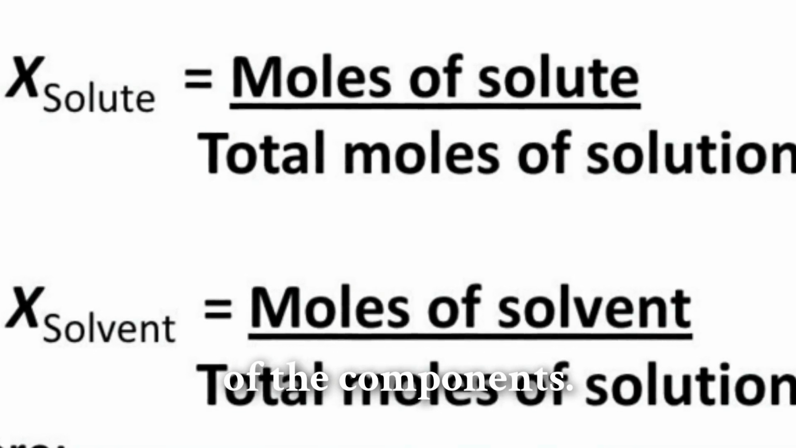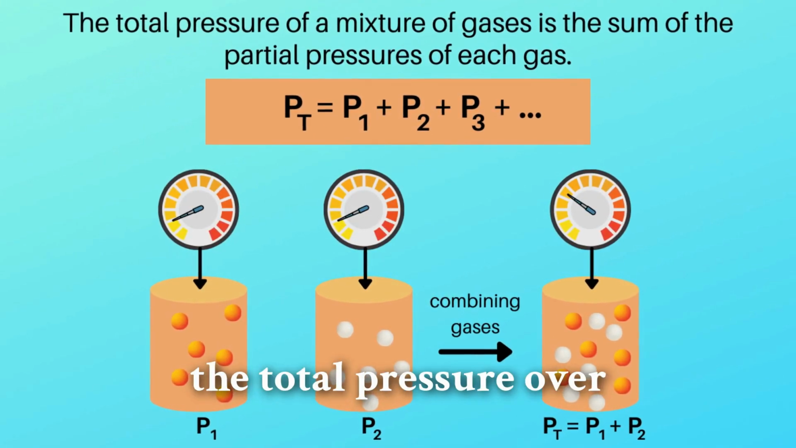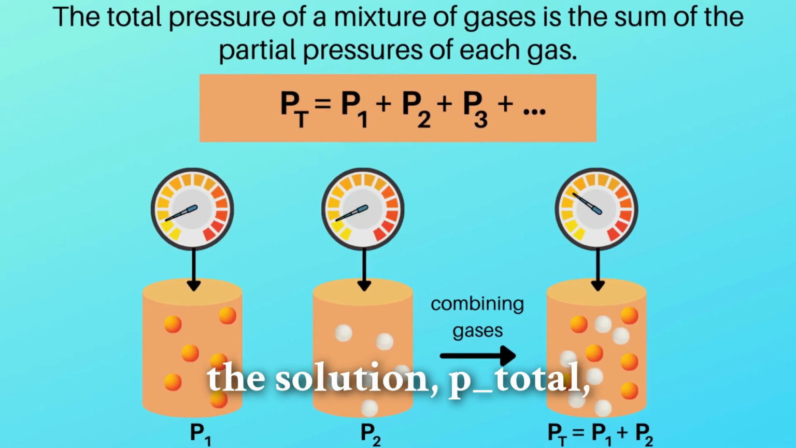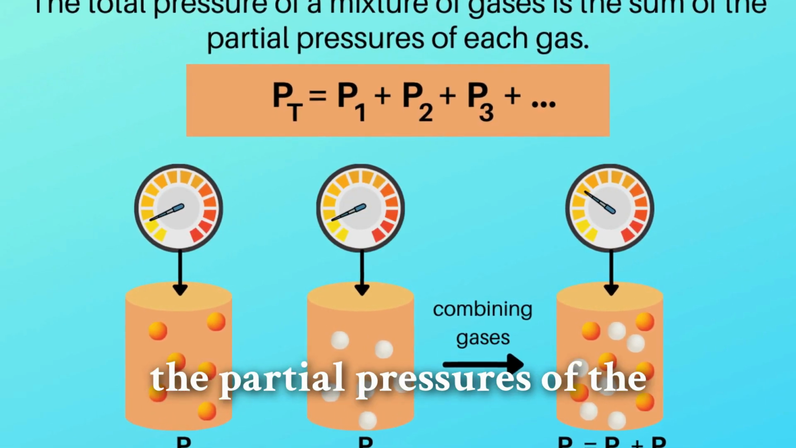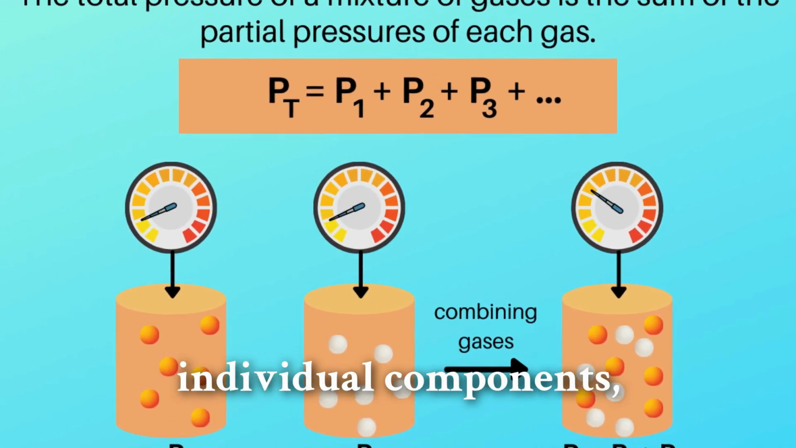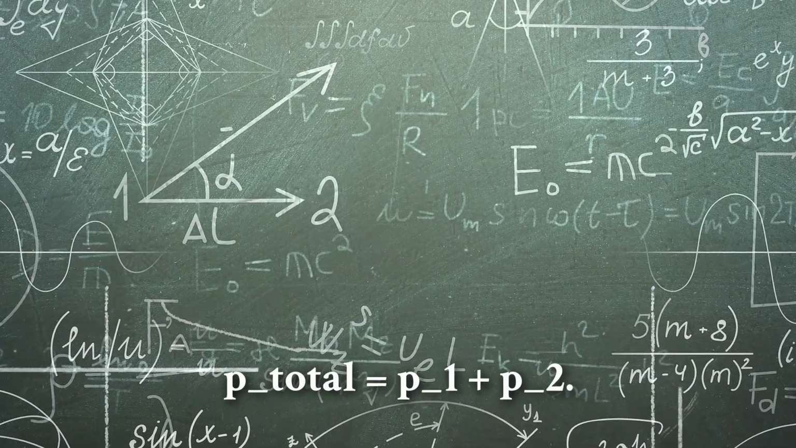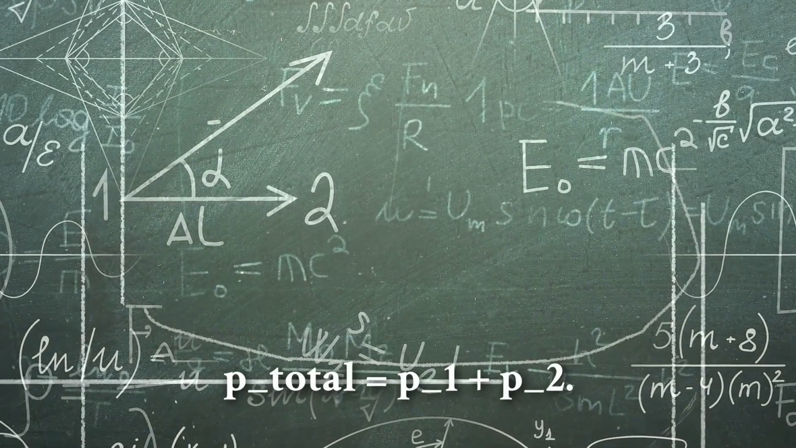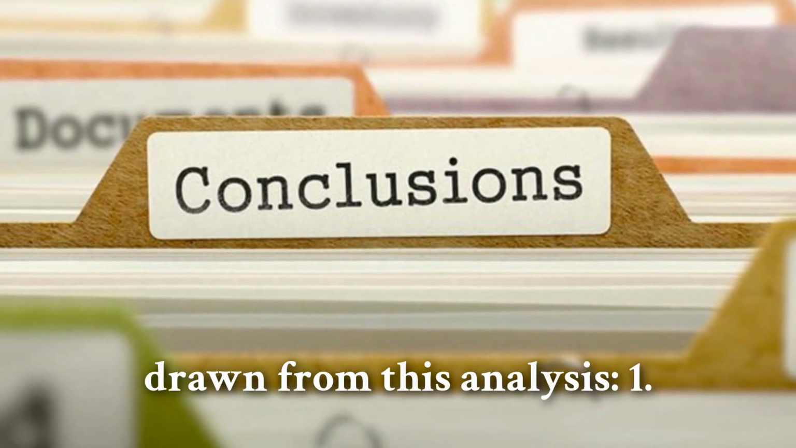the components. According to Dalton's law of partial pressures, the total pressure over the solution, P total, can be calculated as the sum of the partial pressures of the individual components, leading to the equation P total equals P1 plus P2. Several key conclusions can be drawn from this analysis.